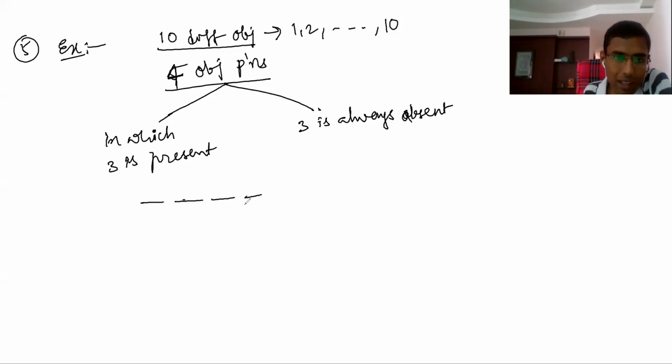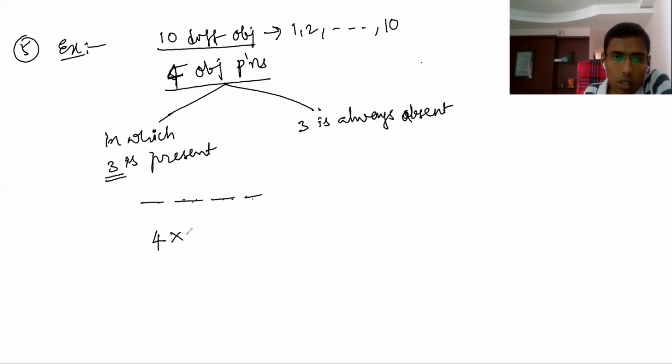Now 4-object permutation I want, that means 4 blanks. The number of permutations of 10 different objects taken 4 at a time in which 3 is present. 3 is present means what? I should arrange 3 here, either in the first blank, or second, or third, or fourth. Some way it should be there. So 3 can be arranged in 4 ways. One of the 4 blanks you are filling with 3, so that can be done in 4 ways.